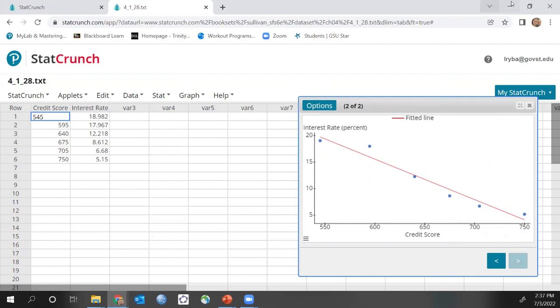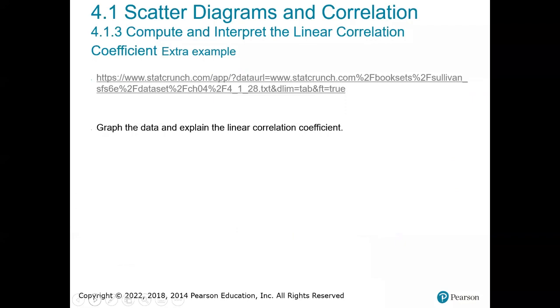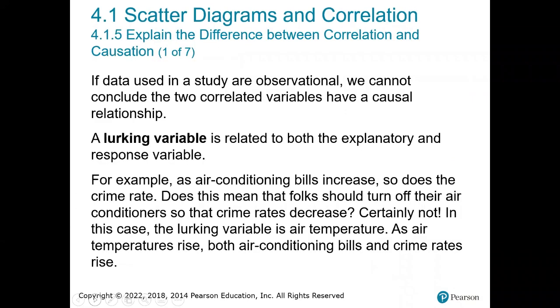There's one other little thing we have to discuss in this section. But I hope that makes sense so far of how you calculate that correlation coefficient. The last thing we have here is what's called a lurking variable and causation versus correlation. If data is observational, we cannot conclude that they have a causal relationship. We cannot claim that one causes the other to occur.